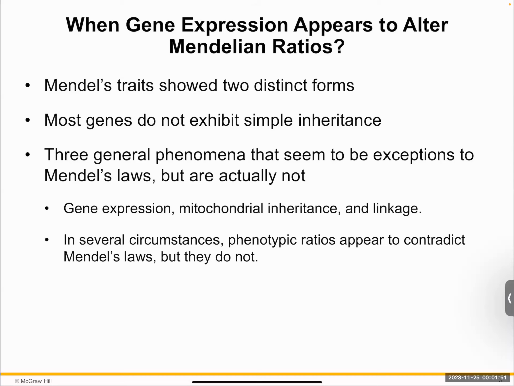However, it is interesting to note that there are three general phenomena that seem to be exceptions to Mendelian law. However, in reality, they're not. This is related to gene expression, which is the focus of our lecture today, inheritance through mitochondrial DNA, as well as the concept of linkage. Again, we're connecting those to the Mendelian ratio and how it is affected if you have a number of genes influencing the final outcome of the genotype and phenotype.